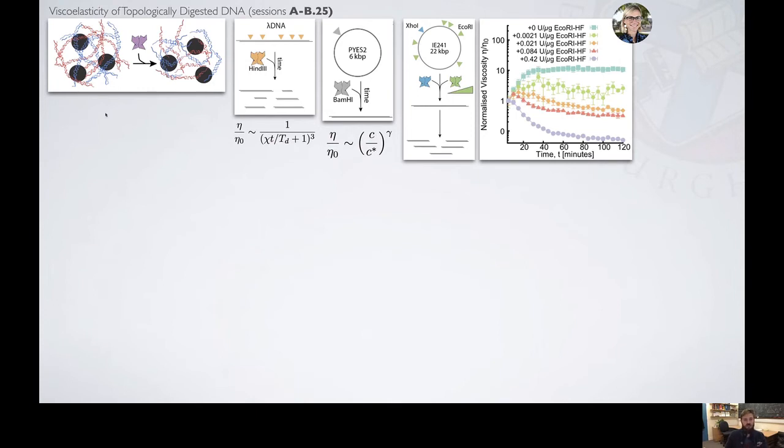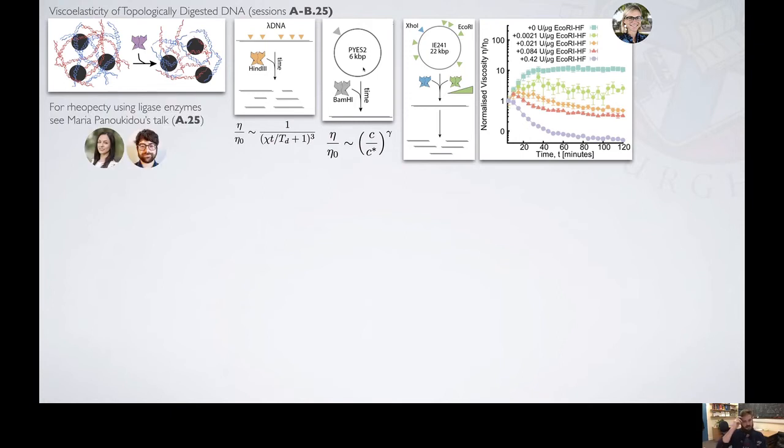We have an entangled system of DNA in which we add a restriction enzyme. The restriction enzyme starts to chop DNA. And we see that depending on whether we start from a linear DNA or a circular DNA, we have two completely opposite responses. We could have that the system becomes thinner, so the viscosity goes down in time, or if we start from a circular DNA, from a plasmid DNA, we see that the viscosity can go up in certain conditions. And so this is a very interesting system in which we can modulate the rheology of the entangled solution by using restriction enzymes.